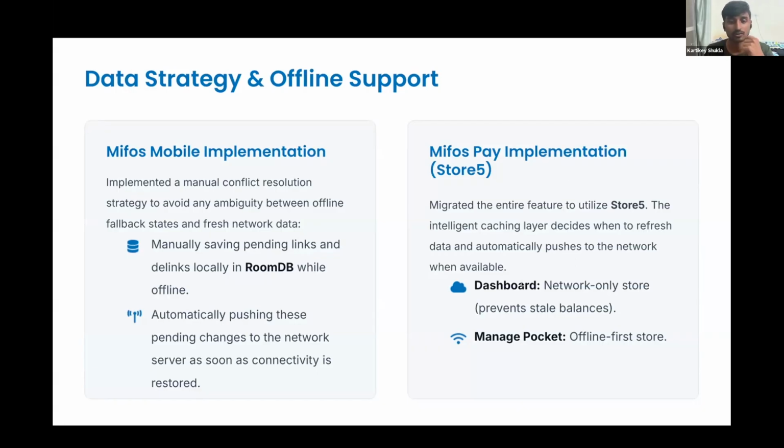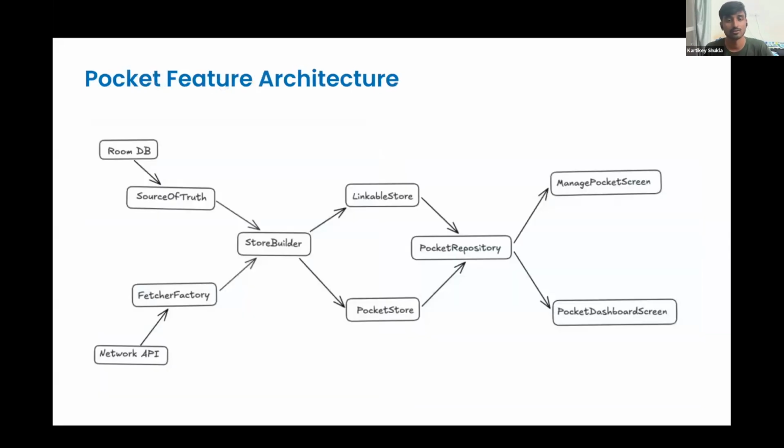In that, I am using a network-only store for the pocket dashboard screen. As I am also showing the balances there, that data can't be stale. But in the manage pocket screen, I am showing only the list of linked accounts, so that's why I use an offline-first store. It syncs to the network later. First, it optimistically updates the data in offline storage. So, a brief overview of my architecture.